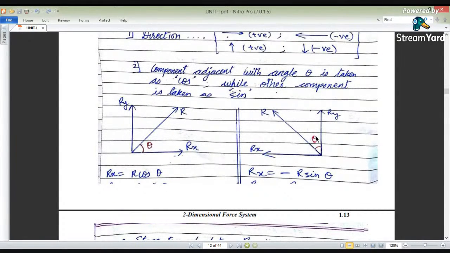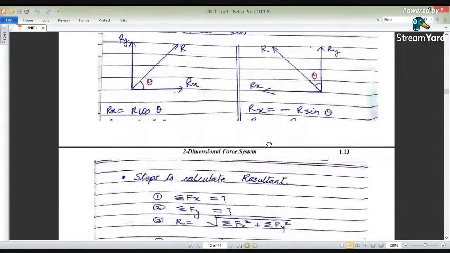If the resultant is making an angle theta with the vertical, already we have discussed this, that means Ry is nothing but R cos theta with positive sign. Here it is minus R sin theta, simple way. Again Rx is nothing but R cos theta with positive sign, and this is also with positive sign.